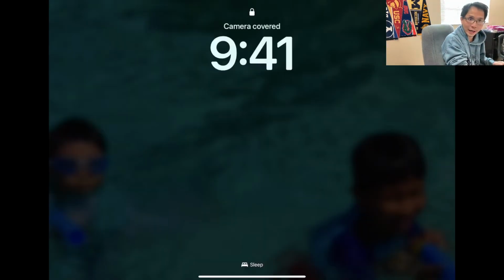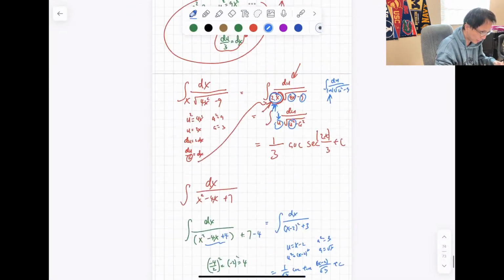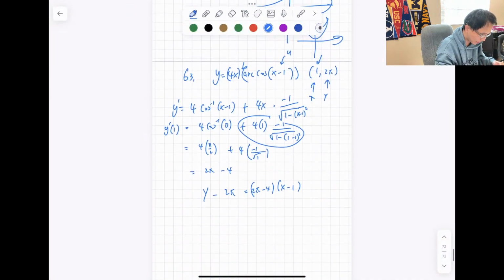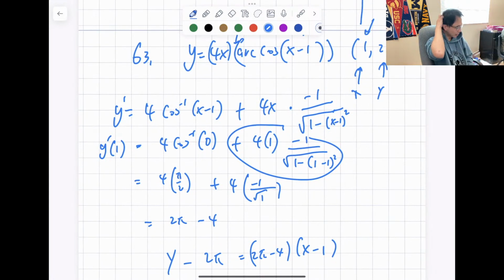Okay, so I know one of the questions that somebody asked me was, I think this one, 63. I got y minus 2 pi over 2 pi minus 4 times x minus 1.